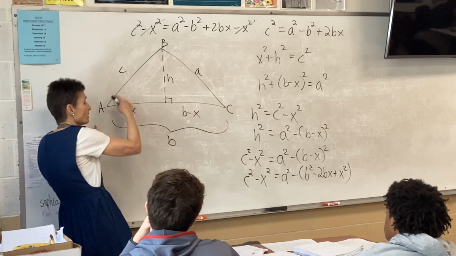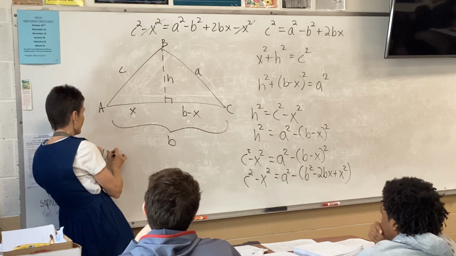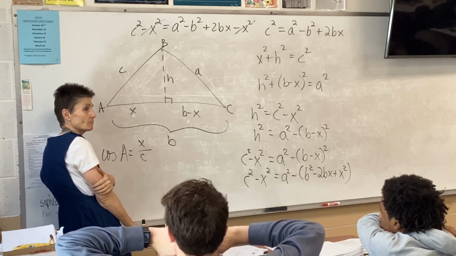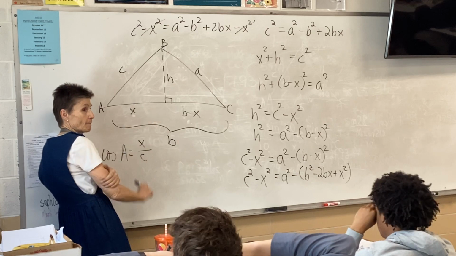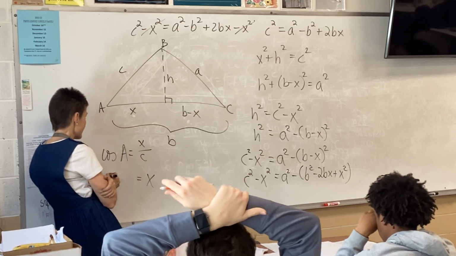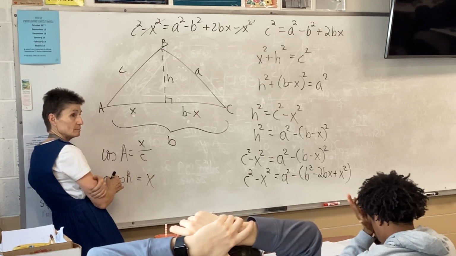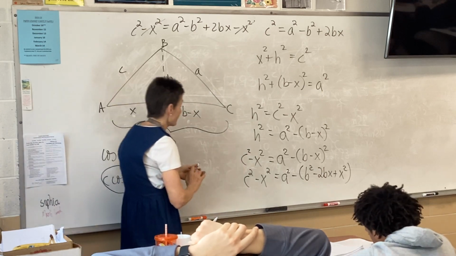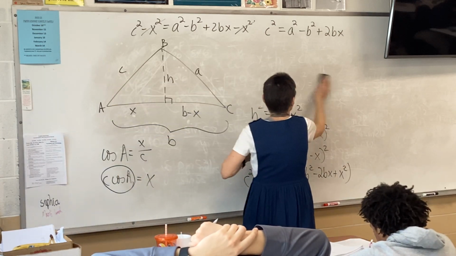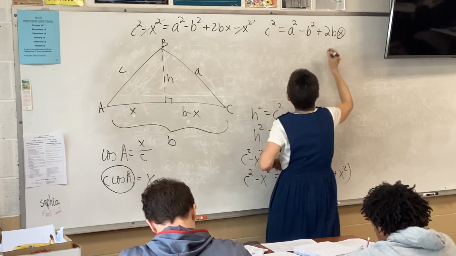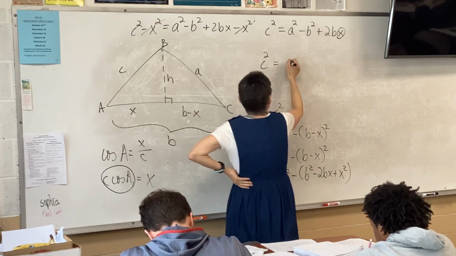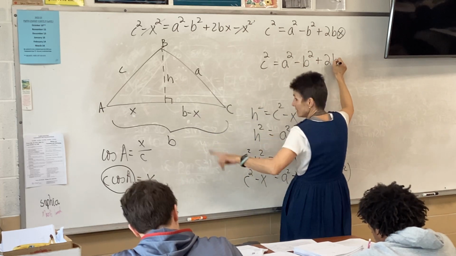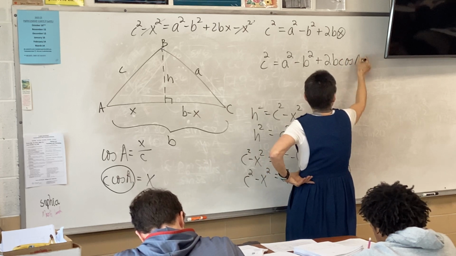So I'm going to look at this triangle right here. Is it true that the cosine of A is x over c? Is that true? So x is c cosine A. So I'm going to take this guy right here, and I'm going to plug him in right here. So c squared equals a squared minus b squared plus 2b c cosine A.